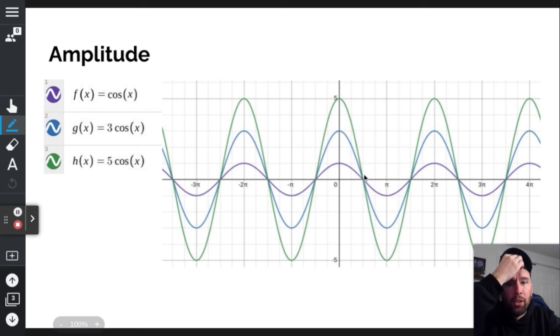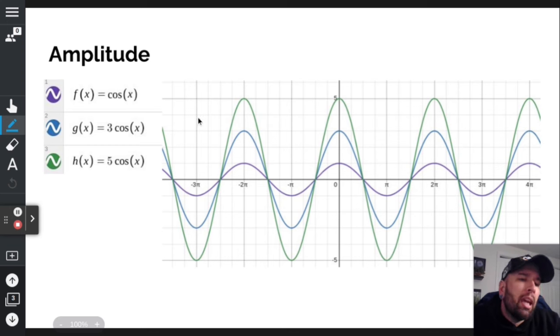Notice how all of these hit the x-axis at the same exact spot. Notice how all of these repeat their cycle at 2 pi. That's because the amplitude has no effect on any shift, no effect on any period, any frequency. It just affects the height. If I were to make one of these negative, then you just reflect it over the x-axis like you normally do when you have a negative transformation like that.